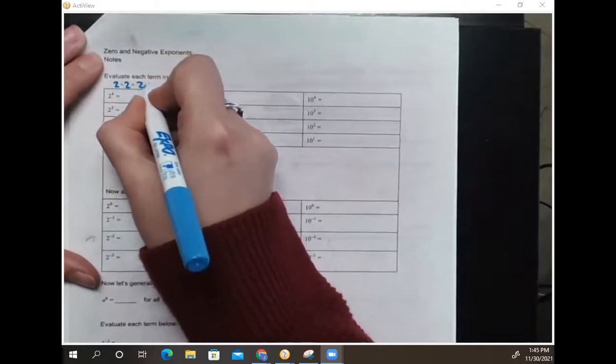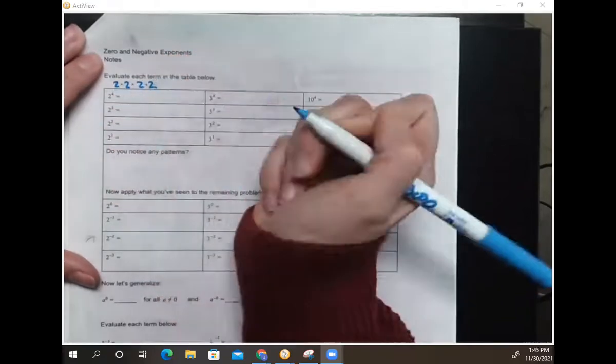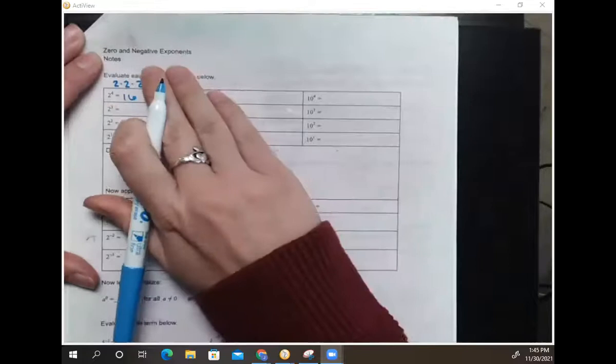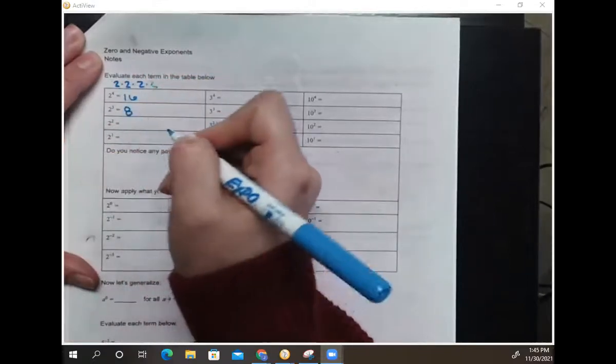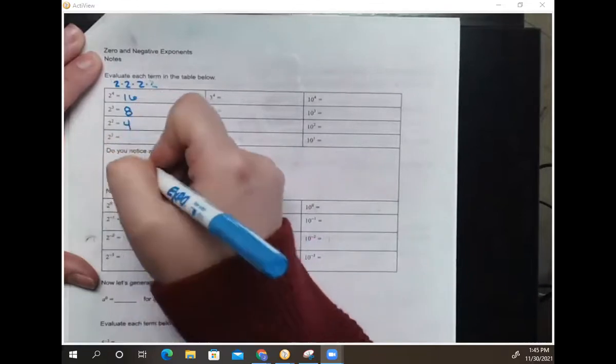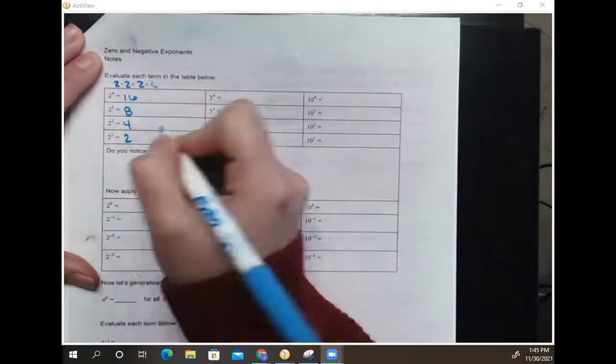So we've got 2 to the 4th, 3 to the 4th, 10 to the 4th. These are things that we've worked with before. 2 to the 4th means 2 times 2 times 2 times 2, 2 multiplied by itself 4 times. That would give us 16. 2 cubed would be 2 multiplied by itself 3 times, which is 8. 2 squared is 4. 2 to the first is 2.